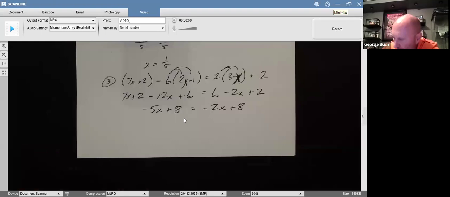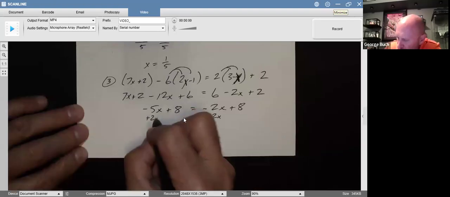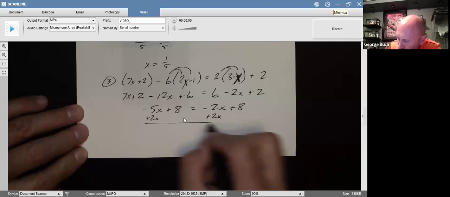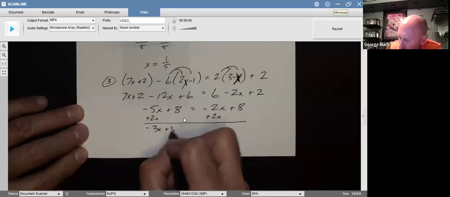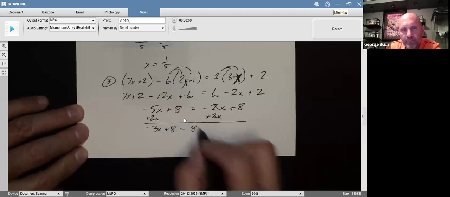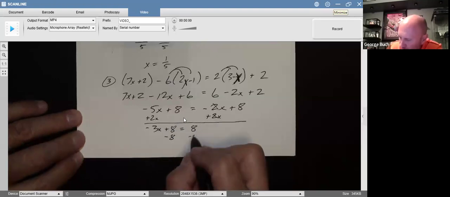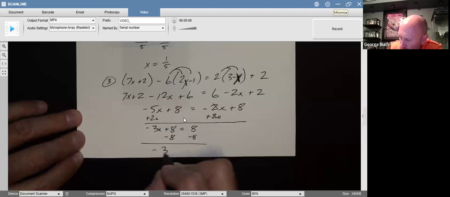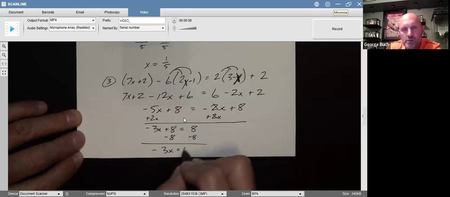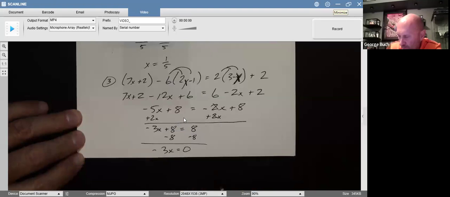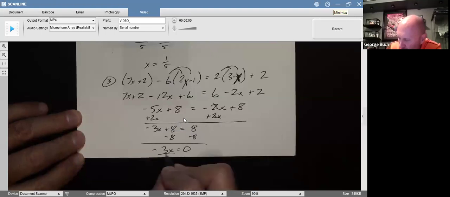So now I can add 2x to both sides. So I get negative 3x plus 8. These cancel out is equal to 8. And then subtract 8 from both sides. Negative 3x is 0. Well, that's okay. So divide everything by negative 3.